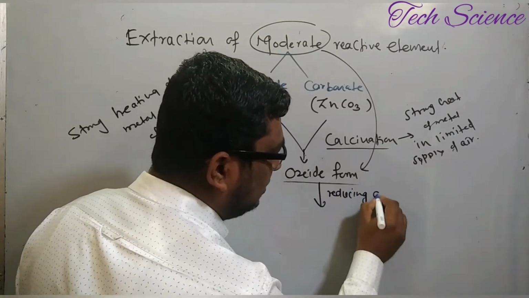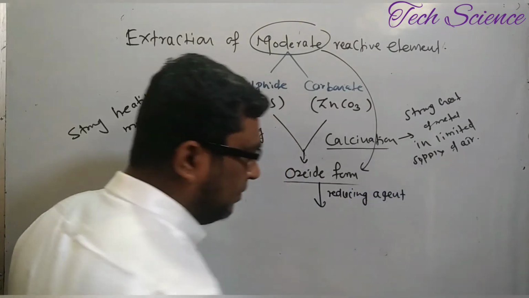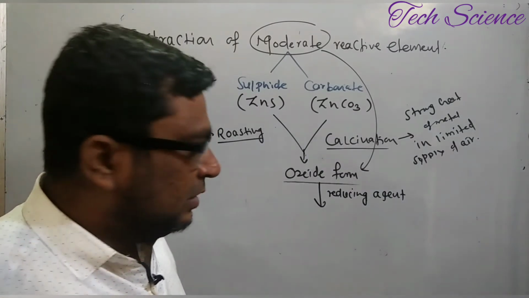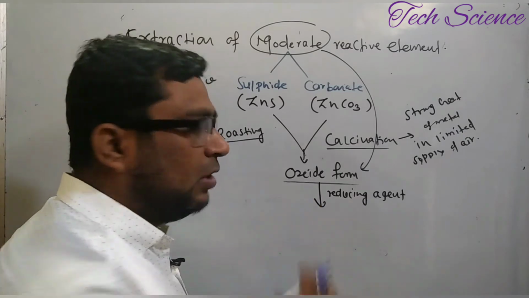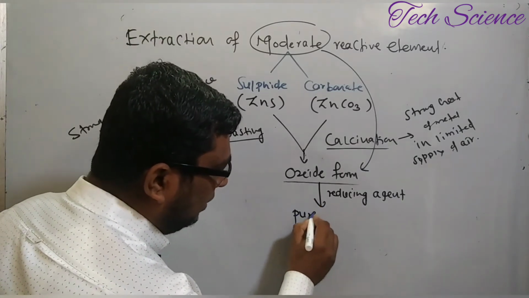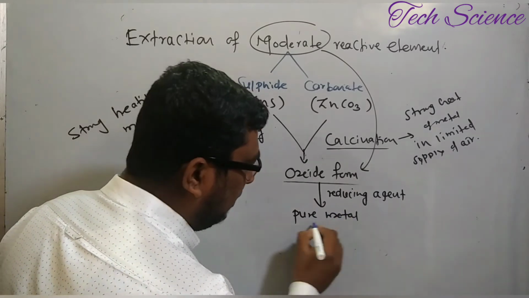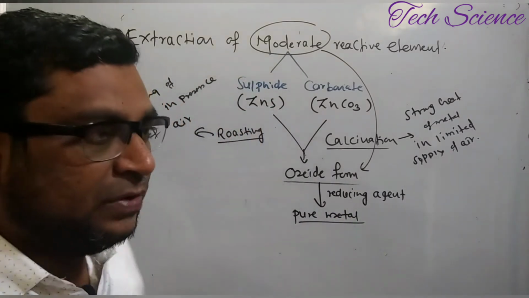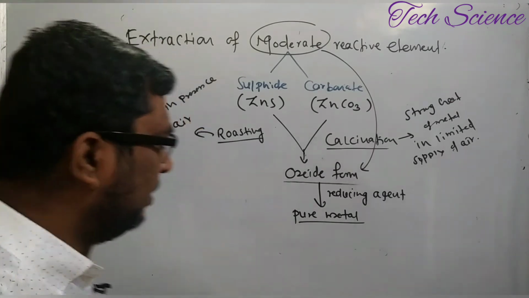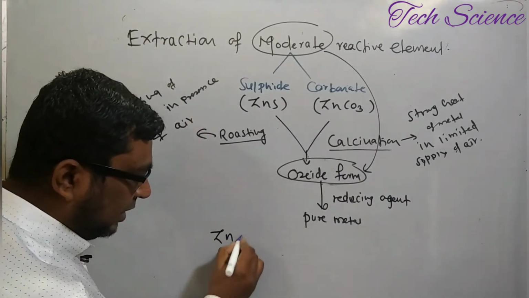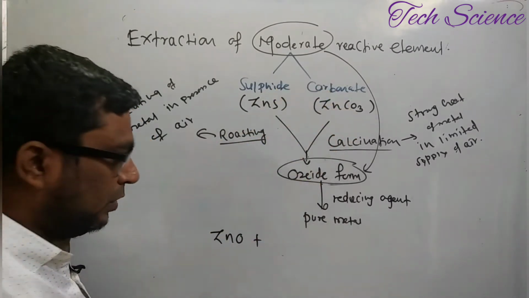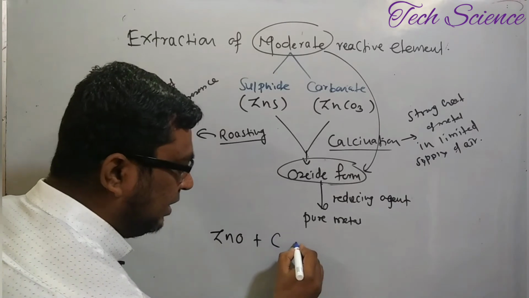When you use the reducing agent along with the oxide form of the metal, then you get the pure metal, because some kind of displacement reaction occurs. So you can use any suitable reagent. For example, take this zinc oxide, which is obtained either from the sulfide ore or the carbonate ore. You can use carbon as a reducing agent.